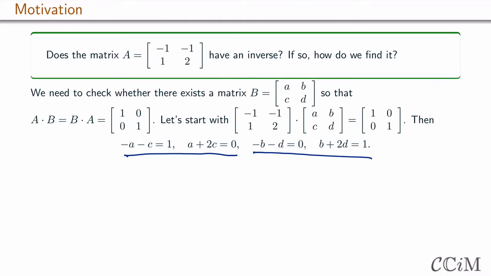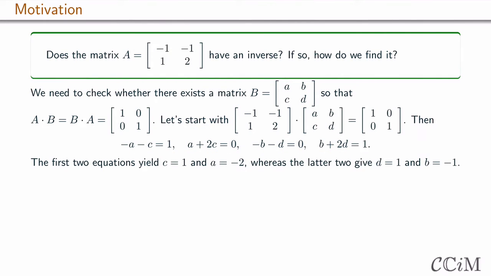When I add minus A minus C equals 1 to A plus 2C equals 0, I find A minus A, which is 0, and 2C minus C, which is C. And on the right-hand side, I simply get a 1. And so that shows me C needs to equal 1. Well, once I know that C is equal to 1, since I have that A plus 2C is 0, 2C is 2, so A needs to be equal to -2. Similarly, I can use the second two equations to find that D must equal 1 and B must equal -1. So altogether, I have found my matrix B.